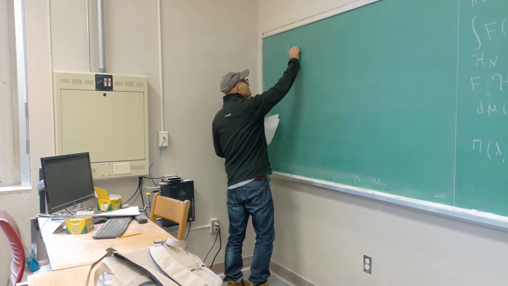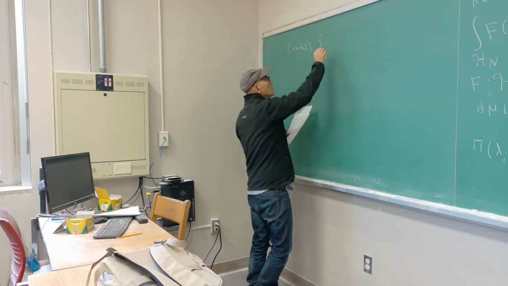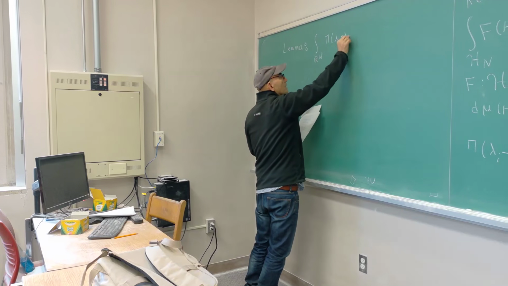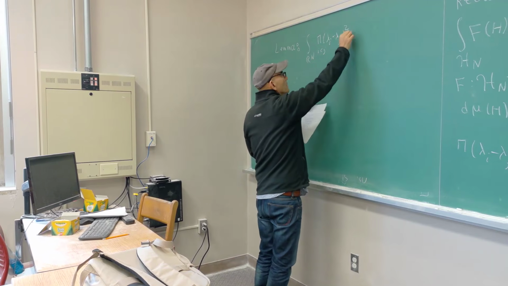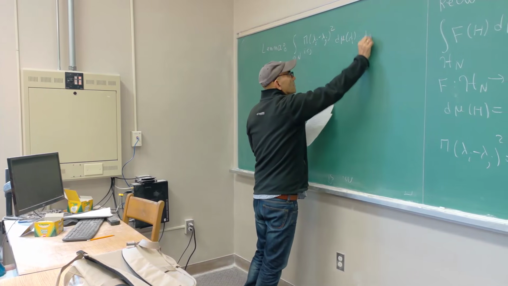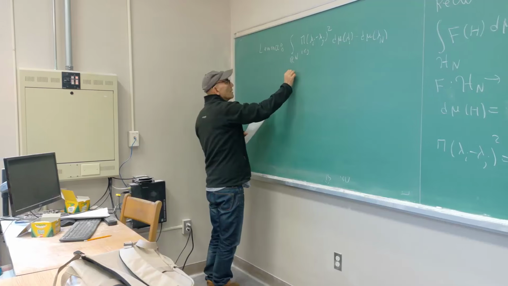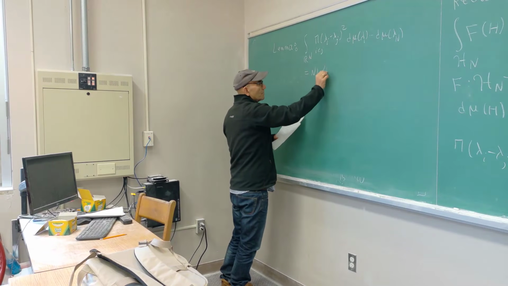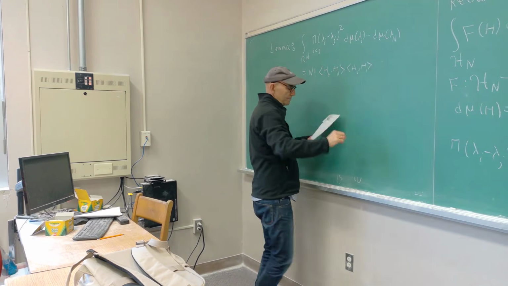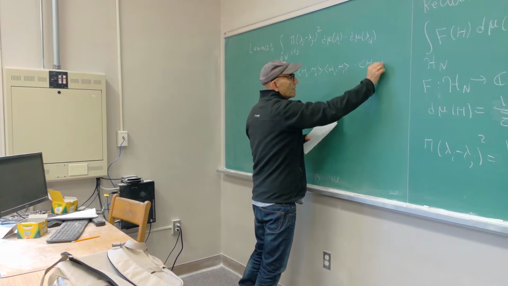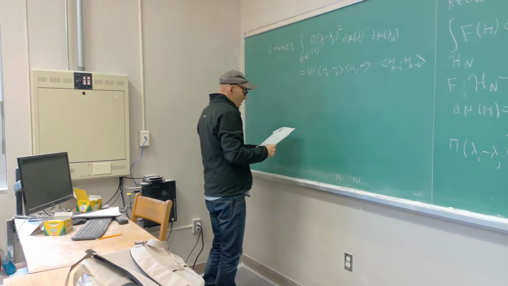The lemma is that the integral over R^n of the Vandermonde factor, the product over i less than j of (lambda_i minus lambda_j), squared, d mu(lambda_1) up to d mu(lambda_n), is actually equal to n factorial times the inner product of h0 with h0, h1 with h1, all the way up to h_{n-1} with h_{n-1}.